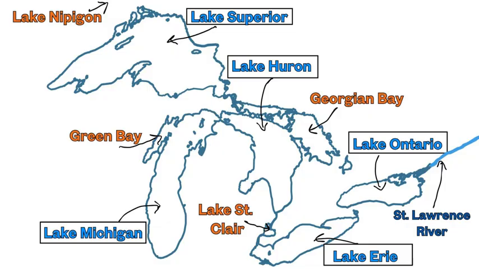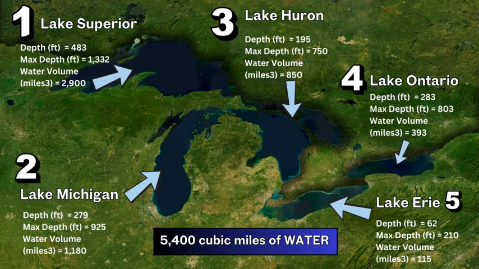Lawrence River system. The North American Great Lakes hold a large volume of fresh water on this planet. In total, around 5,400 cubic miles of water are held within these 5 Great Lakes. The first one, Lake Superior, is extremely large, and Superior is perfect because it's the largest of the 5 Great Lakes, with an average depth of 483 feet, max depth of 1,332, and it holds 2,900 cubic miles of water.